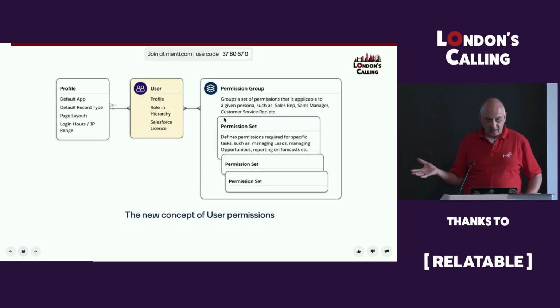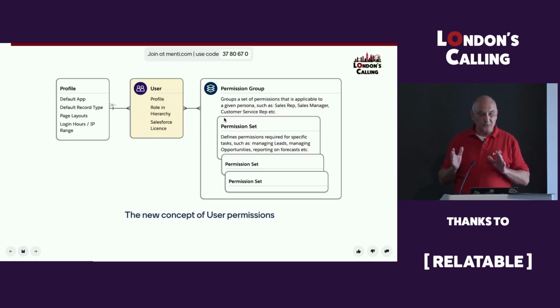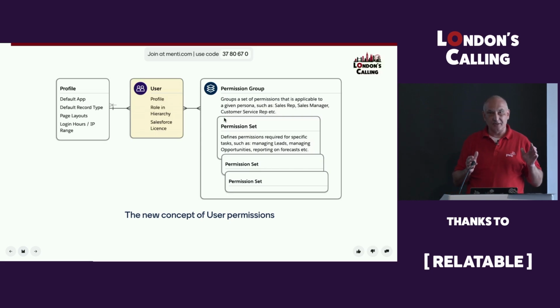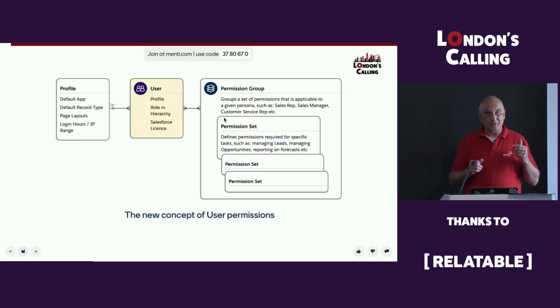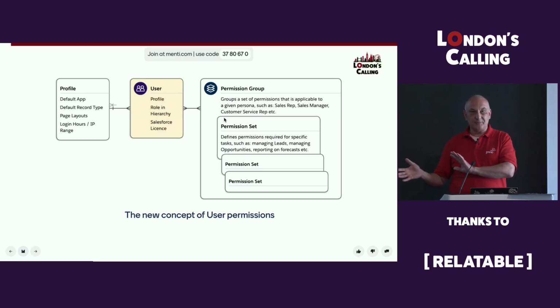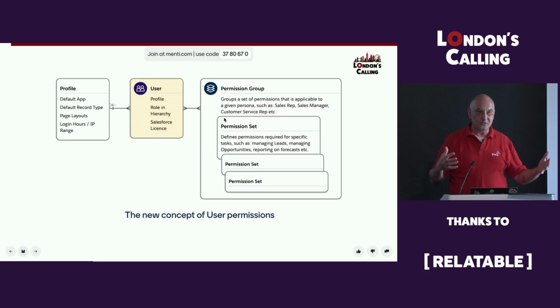So this is the new concept, the new model. Yes, you have a user, you have a profile because a user must have a profile. And there is still some information that is being defined on profile, such as default app, default record types, page layout assignments. But all the other permissions can be defined in permission sets that can be grouped into permission set groups. And the relationship is many to many, which means that the user can have many permission set groups.